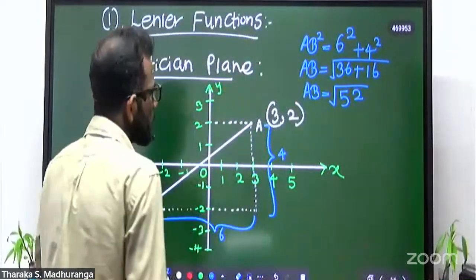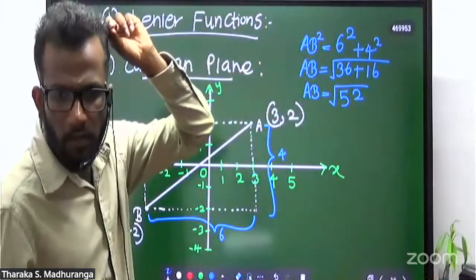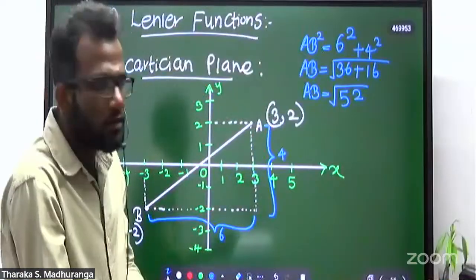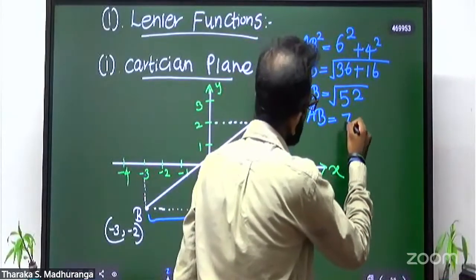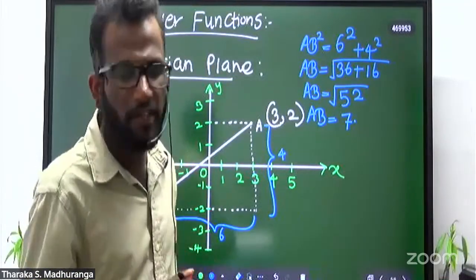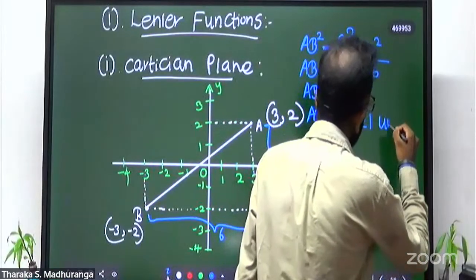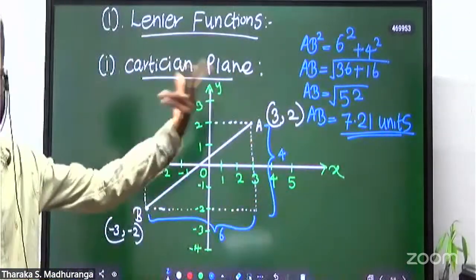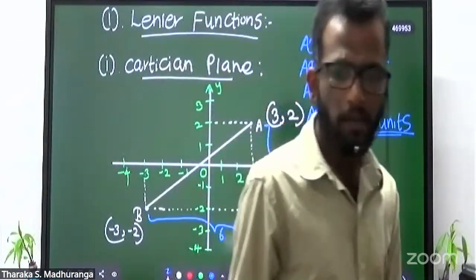Okay, you can use Pythagoras theorem to find this length. Very simple. AB equals the square root of 52, which means 7.21 units. Yeah, this is a very interesting lesson. 7.21 units. We don't know centimeter or whatever, that's the units. The unit is compulsory. That is the length.